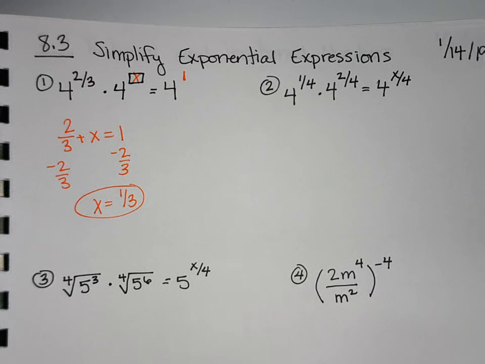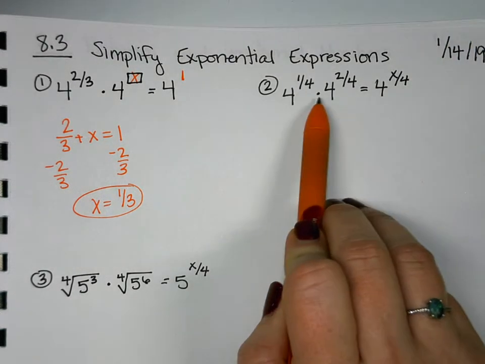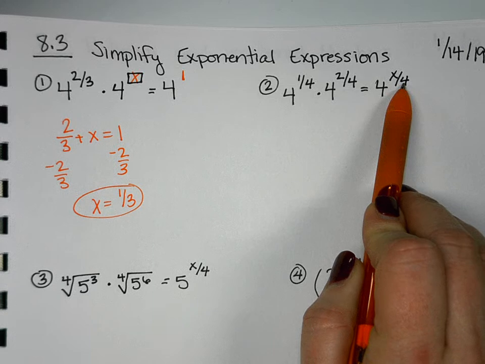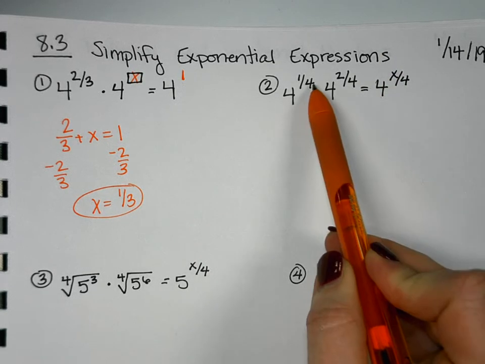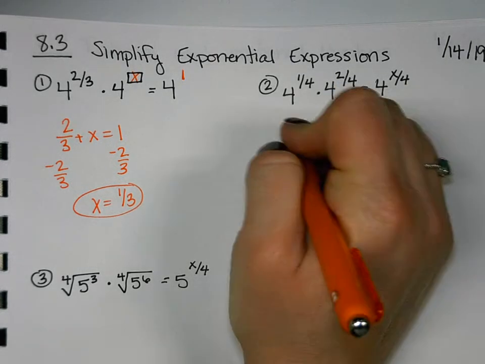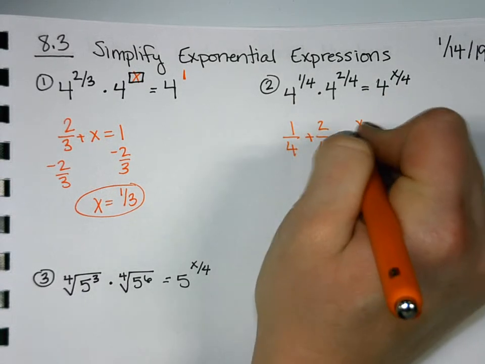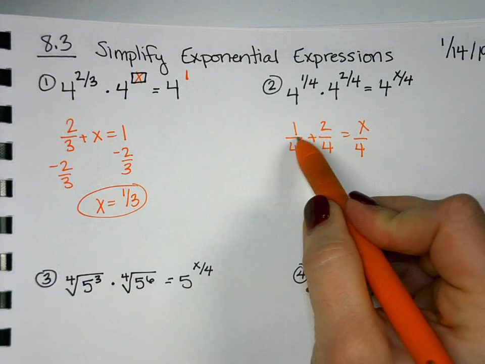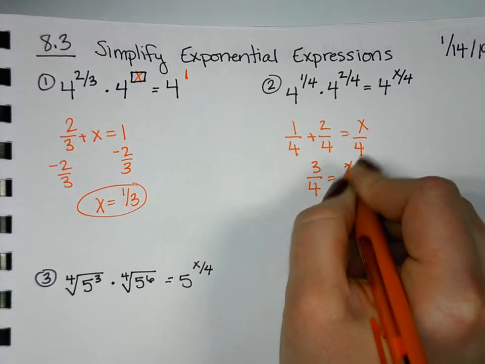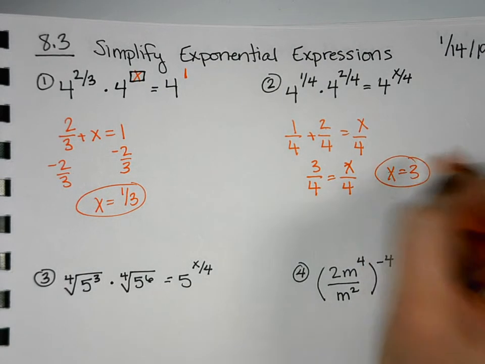So if we take that same idea and go look at number 2, we're given 4 to the 1/4 times 4 to the 2/4 equals 4 to the x over 4. So again, we want to think about what do we have to do to these exponents to get x over 4? Add them together. So 1/4 plus 2/4 equals x over 4. So what is 1/4 plus 2/4? 3/4. So what does x have to equal for this to be true? X would have to equal 3.